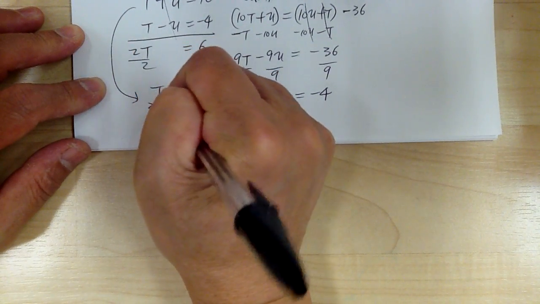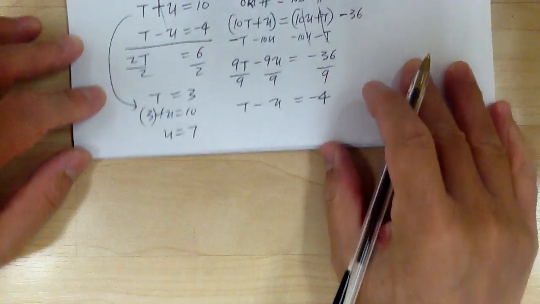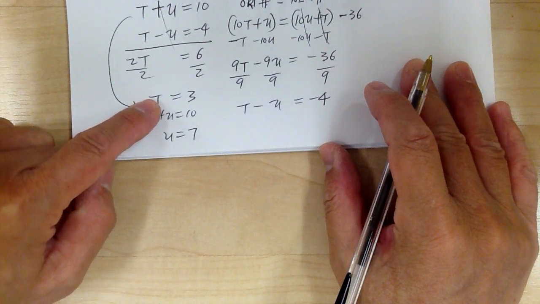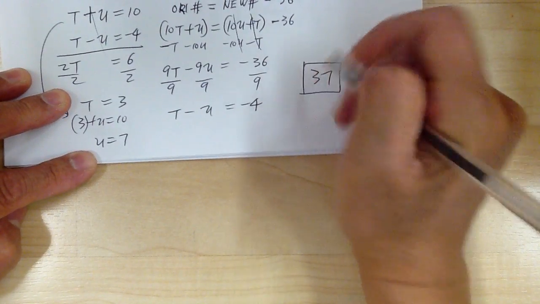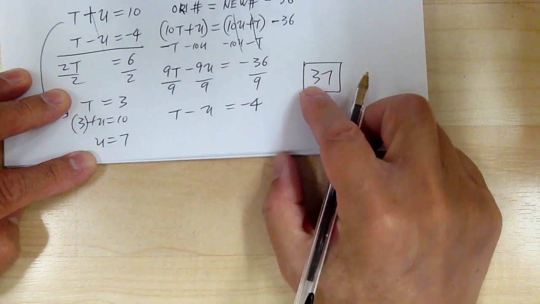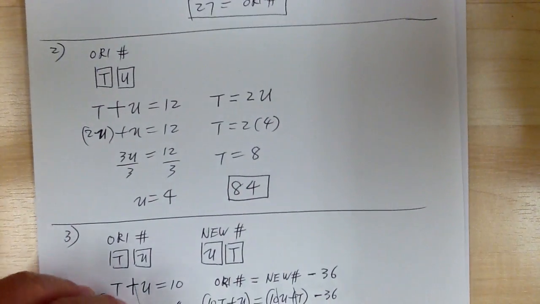So 3 plus u equal to 10. So u equal to 7. So if t equal to 3, u equal to 7, your final answer would be 37. Right? 10th digit is 3, and unit digit is 7. Okay, let's go to number 4.